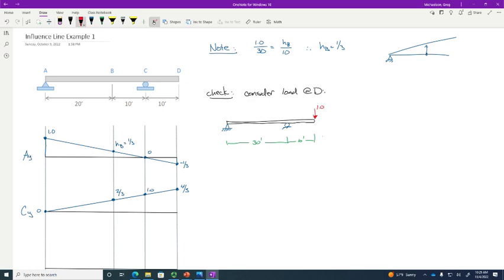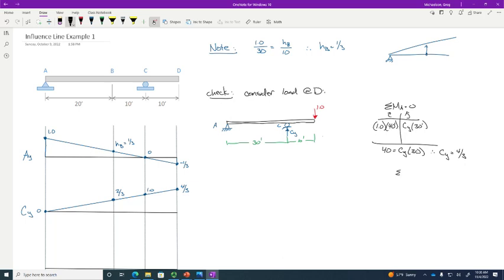Okay, let's sum moments at A and see what we get. So this is A, this is C. If I sum moments at A, what do I have? I have 1 times 40. That has to be resisted by some reaction here, CY. That's 30 feet from A. So 40 is CY times 30. So what does that mean? CY is 4/3.